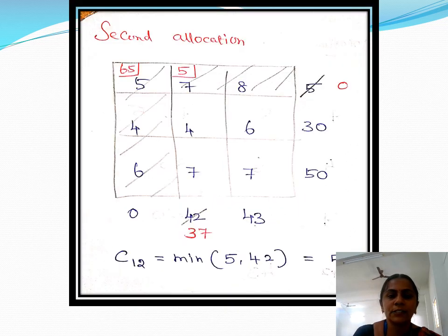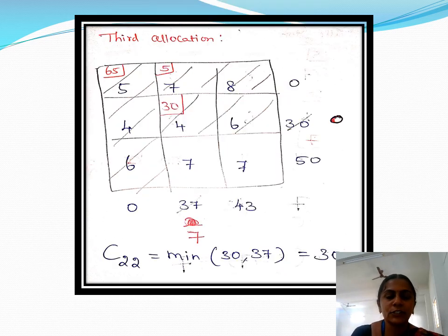Then the second allocation: we move on to the next cell, that is C12. Here we choose the minimum of supply value 5 and demand value 42. The minimum is 5, so we allocate 5 in the C12 cell and mark it. The supply is balanced, so it is 0. Then the remaining value 37 is here, so we write it here.